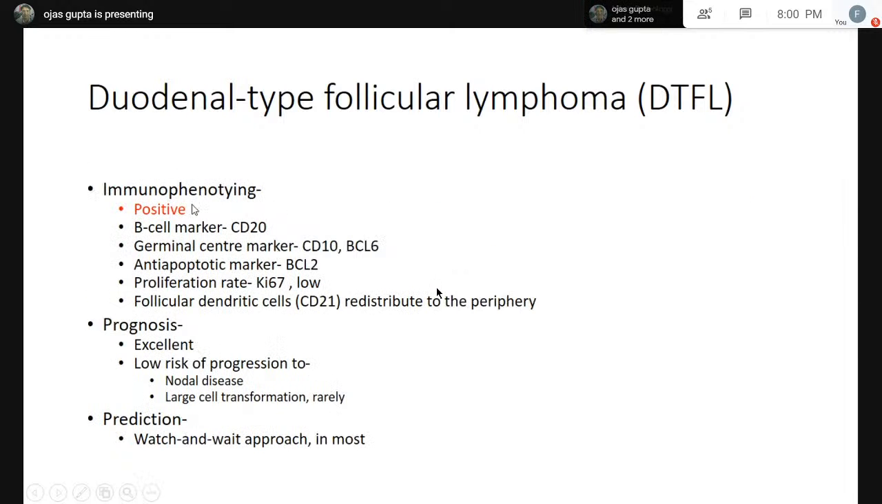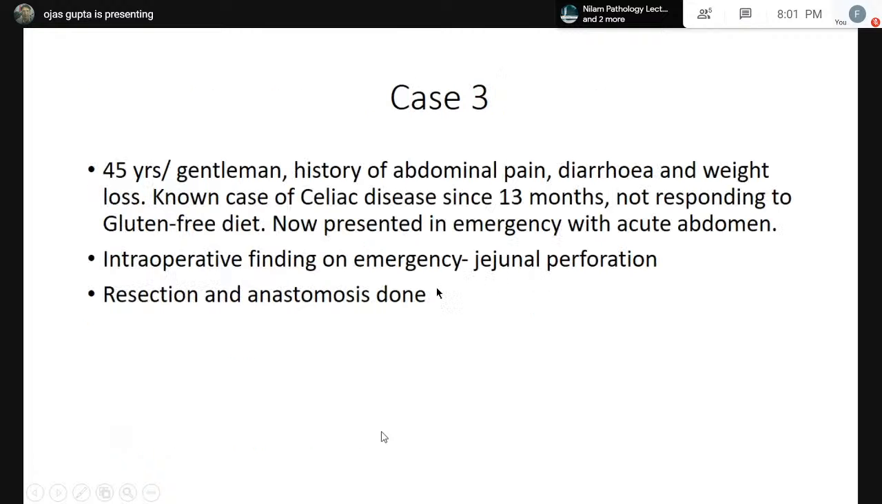On immunophenotyping, they are positive for the B cell marker CD20, germinal center markers CD10 and BCL6, and the anti-apoptotic marker BCL2. They have a low Ki67 proliferative rate, and as we have already seen, follicular dendritic cells redistribute to the periphery of these follicles. They have an excellent prognosis and a low risk of progression to nodal disease or large cell transformation. So a wait and watch approach is mostly preferred in duodenal type follicular lymphoma.